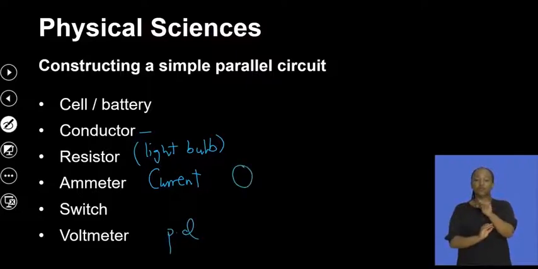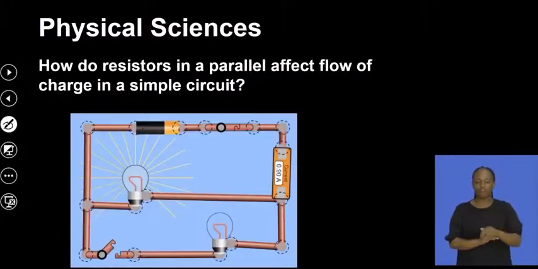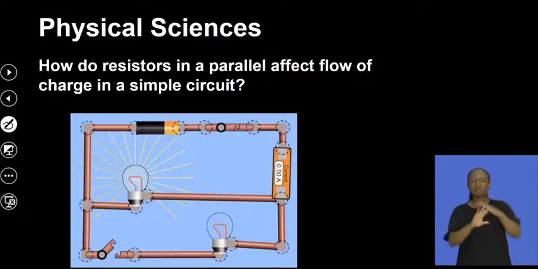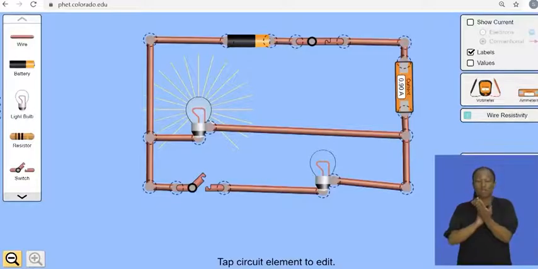So the ammeter, you remember this is the symbol, while the voltmeter is that, okay? Right, so we're going to set up a simple circuit like the one that you see. And then the question is, how do resistors in parallel affect the flow of charge in a simple circuit? So let's go to our simulation. If we go to our simulation, this is what we have, okay?